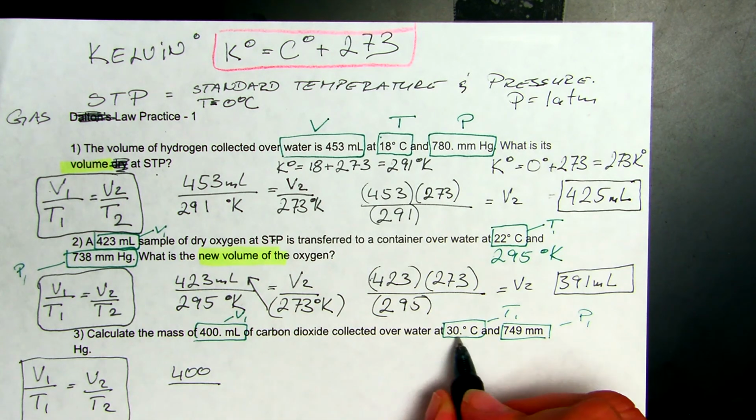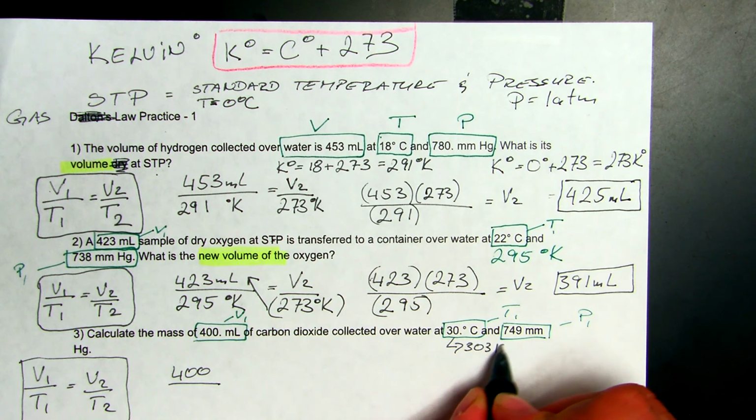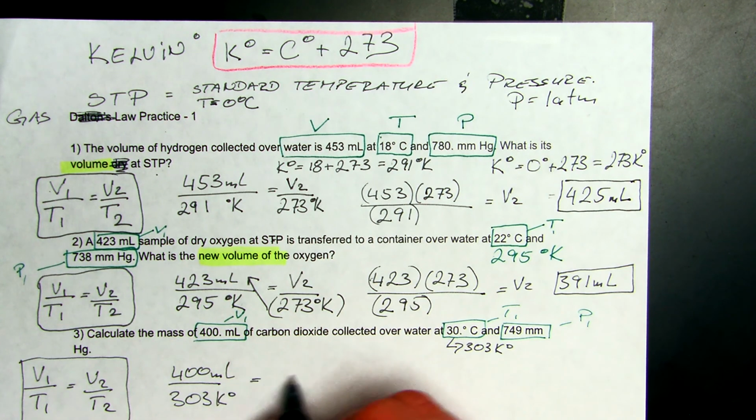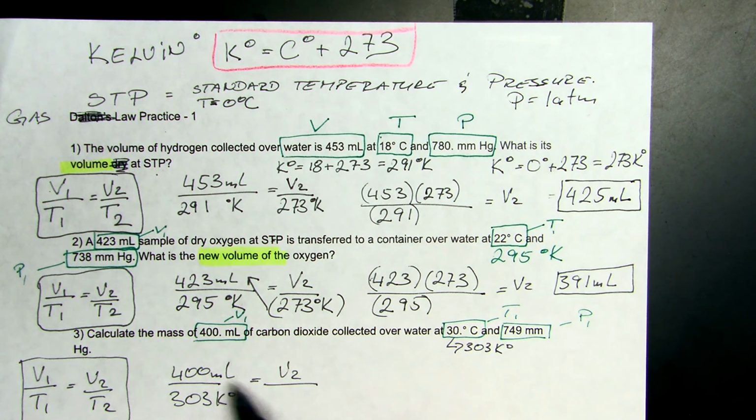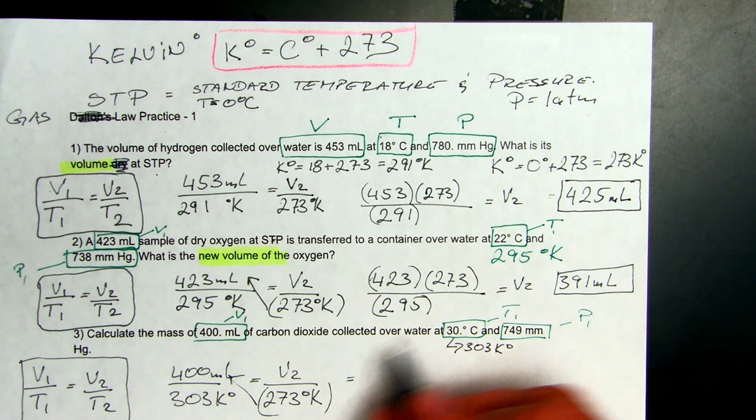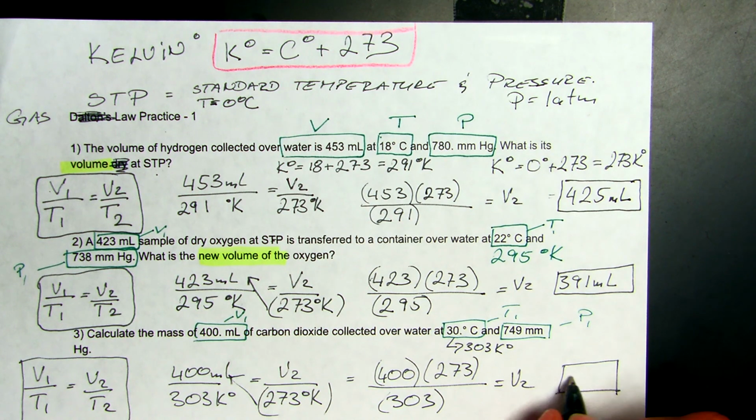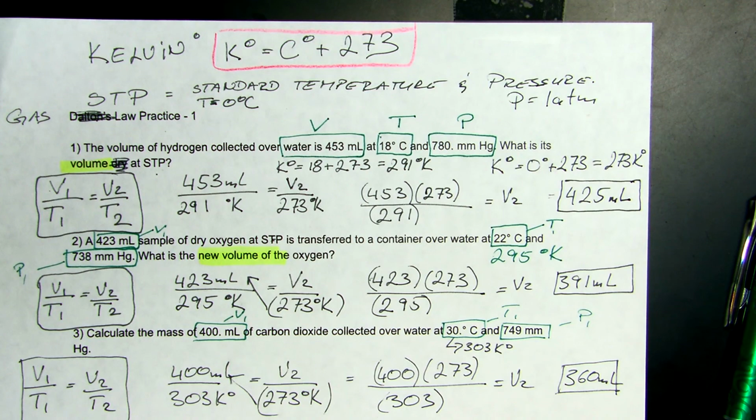400 divided by, okay, what is 30 in Kelvin? 303 Kelvin, right? We got this, right? Milliliters, this is 303 Kelvin equals V2 over 273. Okay, you guys got this now? All right, works like butter, right? Smooth. Okay, and then you plug it in, so 400 times 273 divided by 303. And what do I get for V2? 360. That is correct. And you get an A on your exam. Okay, good.